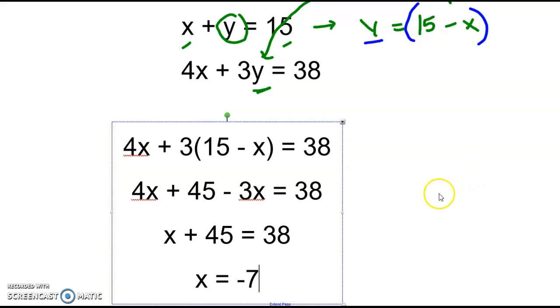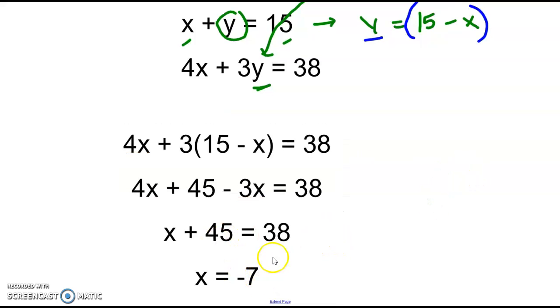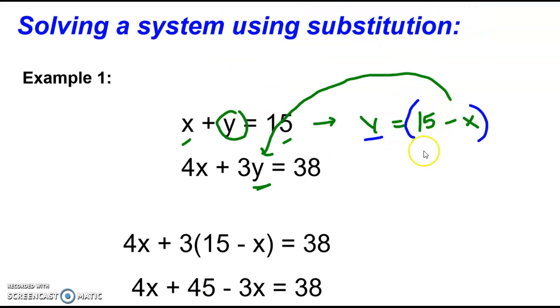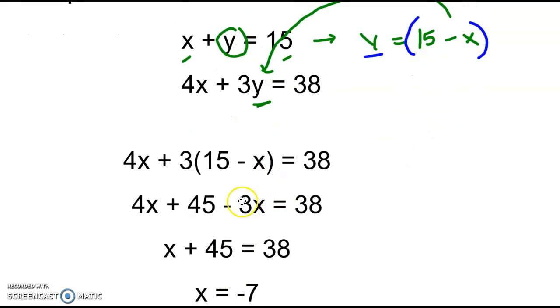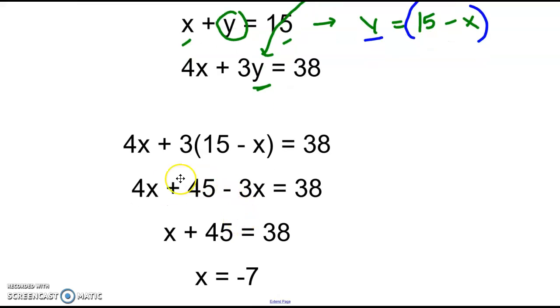7. Okay, so now we've found the x-coordinate. So by substituting this expression for y in this equation, I got rid of the y's, and now I solved for x. Most of the hard work is done at this point. So x is equal to negative 7. That's half the answer. Now we just have to find out what y is.